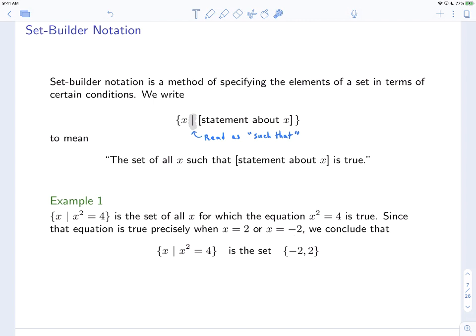Since there are only finitely many of these, we don't need to use the set builder notation. We can just write them out. x equals negative 2 or x equals 2. So the set of all x's such that x squared is equal to 4 is the same as the set containing the two numbers negative 2 and 2. Since there are finitely many, we can just write them out. We put them in these braces to indicate that we're looking at a set. Braces mean a set.